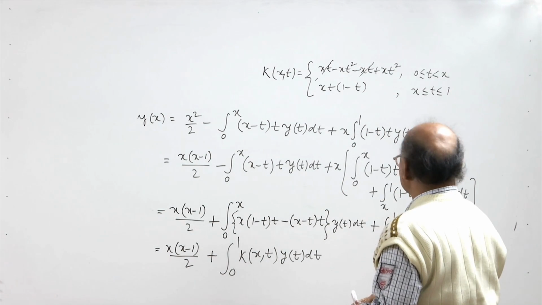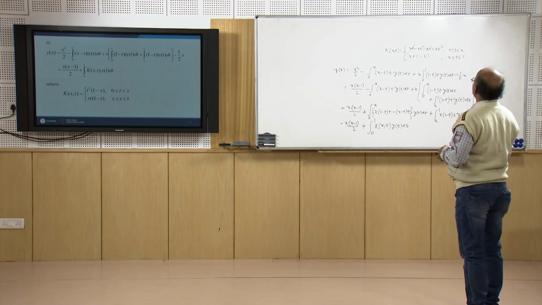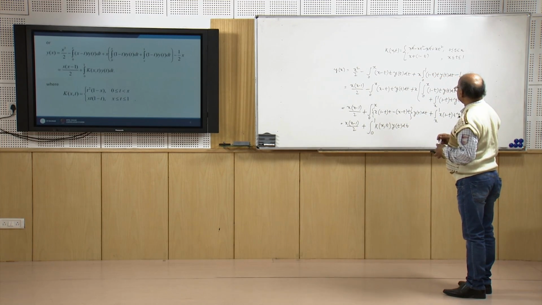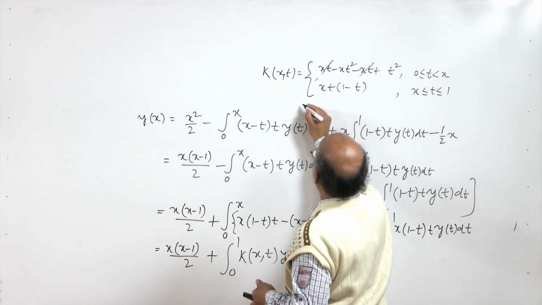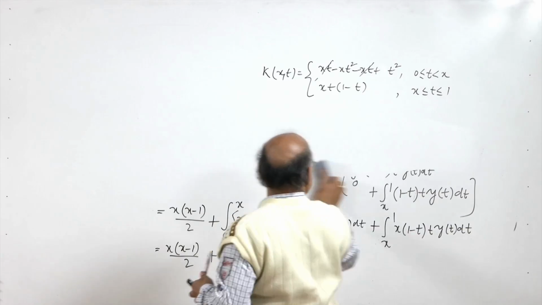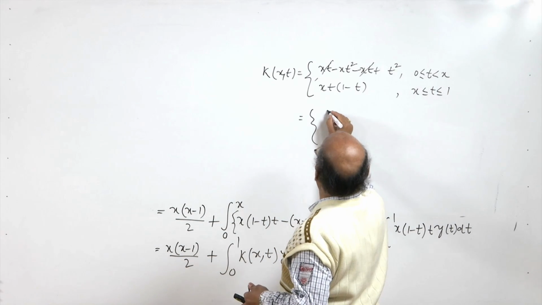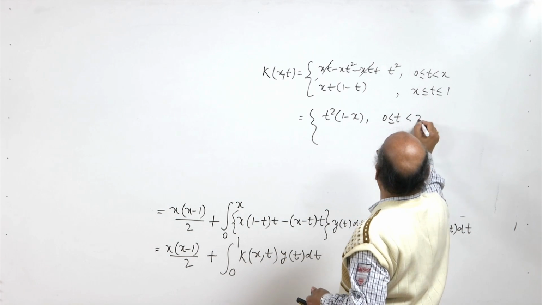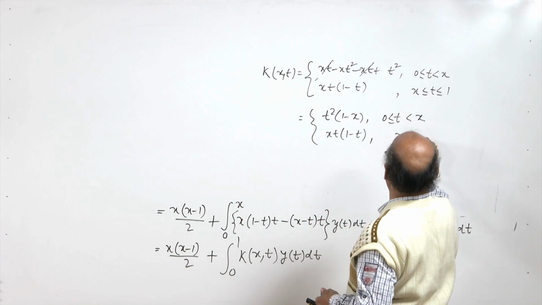I think we have not written it correctly, just a moment. We have t square times 1 minus x. So here we have xt minus xt square minus xt plus t square. So this can be written as t square times 1 minus x for 0 less than or equal to t less than x, and xt times 1 minus t for x less than or equal to t less than or equal to 1.